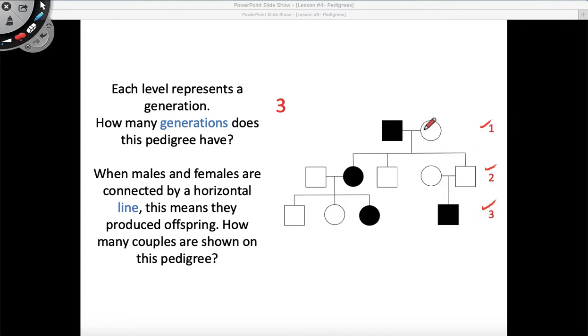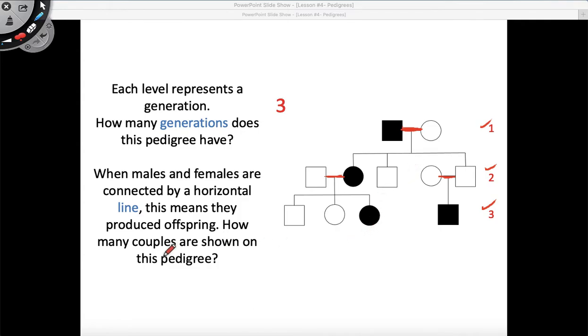So for example, the generation at the top here might be the grandparents. The generation down here might be the kids, and then the generation below are the kids as well of this second generation. So this might be the grandparents, the parents, and then the children. When males and females are connected by a horizontal line, as you see here, this means they produced offspring. So these two people here, this man and this woman, they produced offspring.